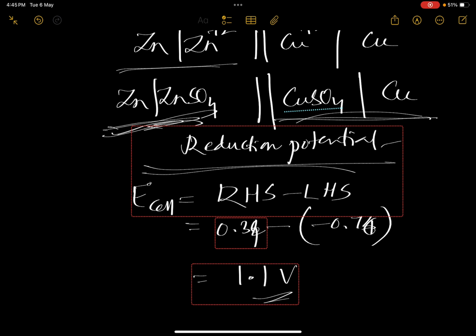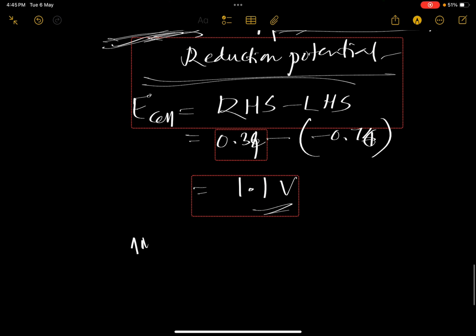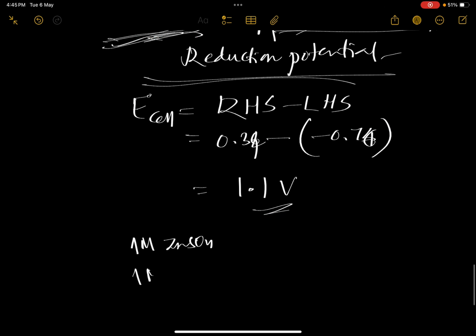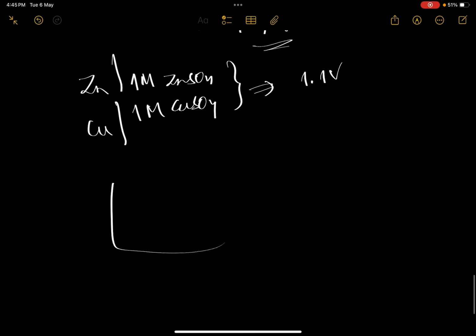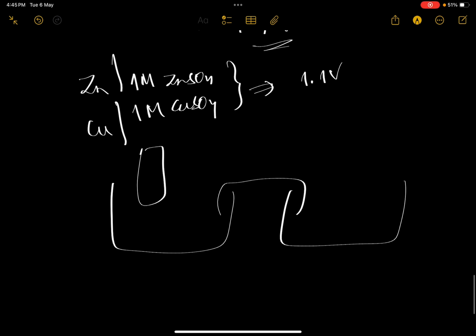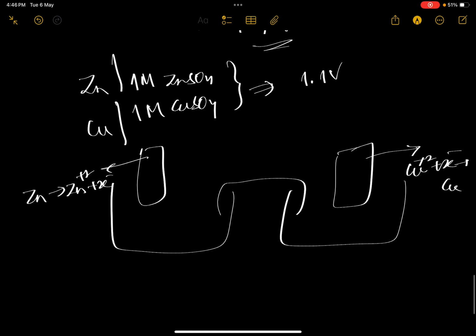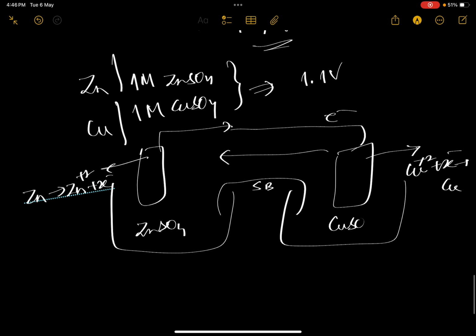Got it? So when you take 1 molar zinc sulfate solution and 1 molar copper sulfate solution, one in the presence of zinc and the other in the presence of copper, and you measure, you get 1.1 volts. See, this is the salt bridge, this is the zinc rod, this is the copper rod. At the copper rod, copper plus 2 is gaining electrons to form copper. At the zinc rod, zinc is losing electrons to form Zn plus 2. Electrons are flowing like this, current is flowing like this. This is the salt bridge. This is zinc sulfate solution, this is copper sulfate solution.